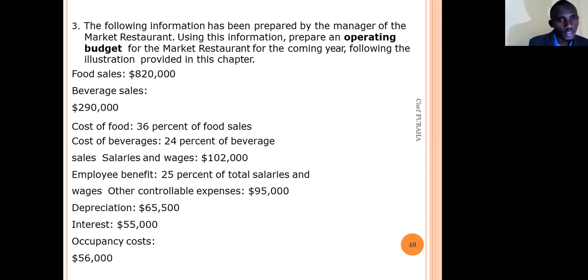We get that percentage. Then for the cost of sales, it is 36% of food sales. So we get total sales, then times 36 divided by 100, and we shall get the food cost in terms of dollars. For the cost of beverages, for us to get 24%, we must take the cost times 100 divided by sales. If we want the cost of beverages in terms of dollars, we must take 24% times sales divided by 100.